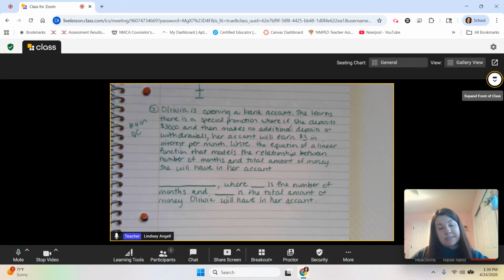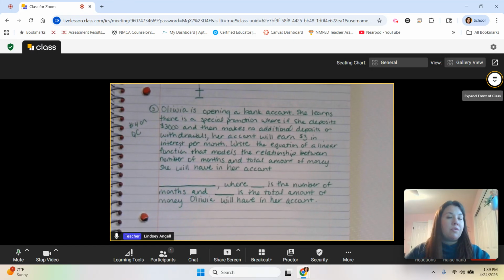Okay, last one. This is number 4 on your quick check. And I'm not sure how to pronounce this name. I hope I'm pronouncing it correctly. Olivia is opening a bank account. She learns there is a special promotion where if she deposits $3,000 and then makes no additional deposits or withdrawals, her account will earn $3 in interest per month. Write the equation of a linear function that models the relationship between number of months and total amount of money she will have in her account.